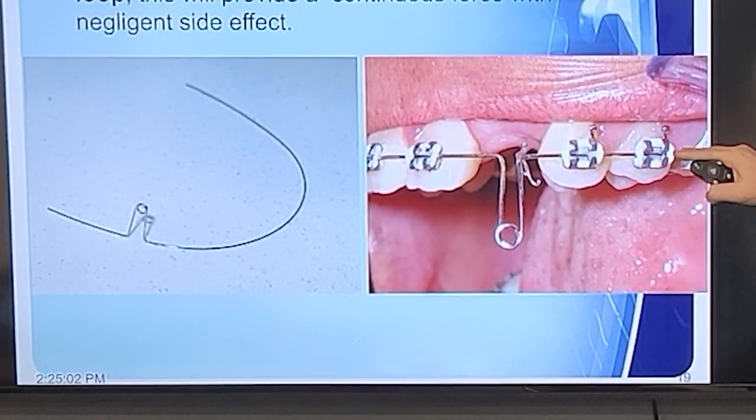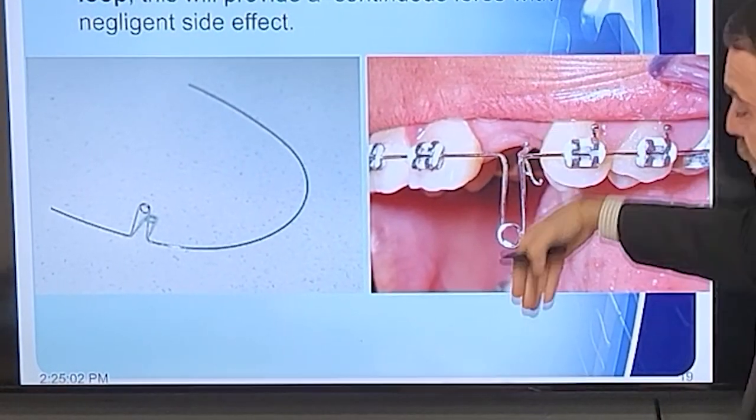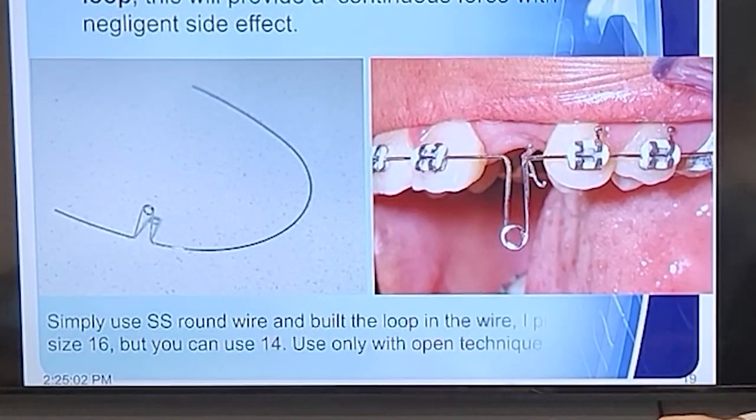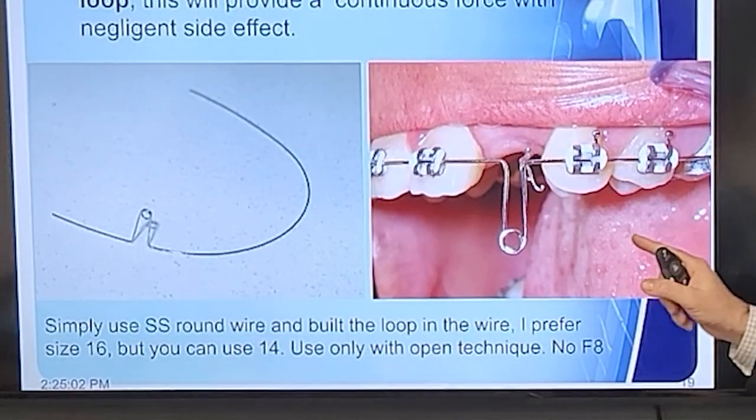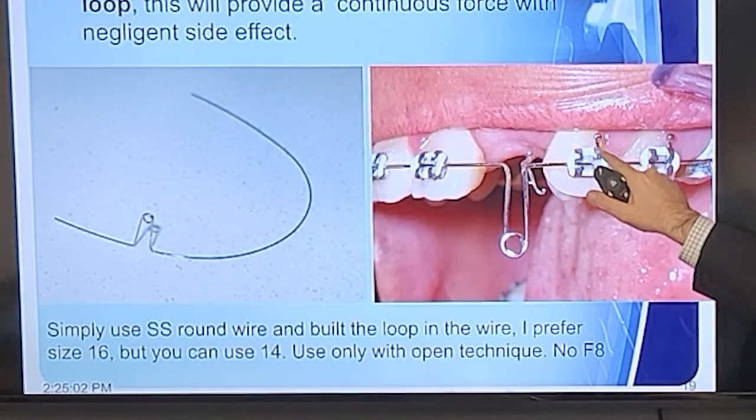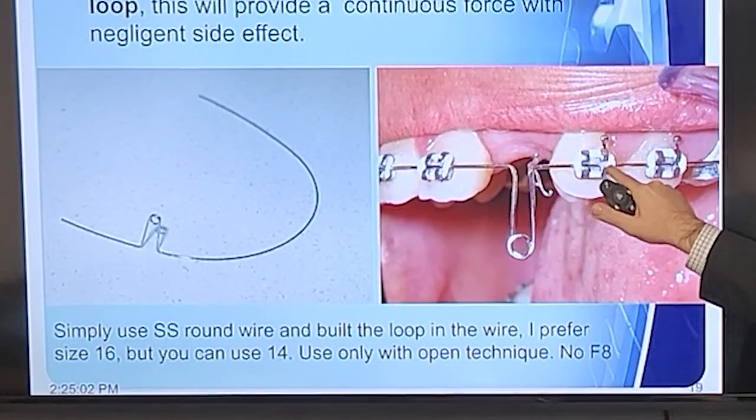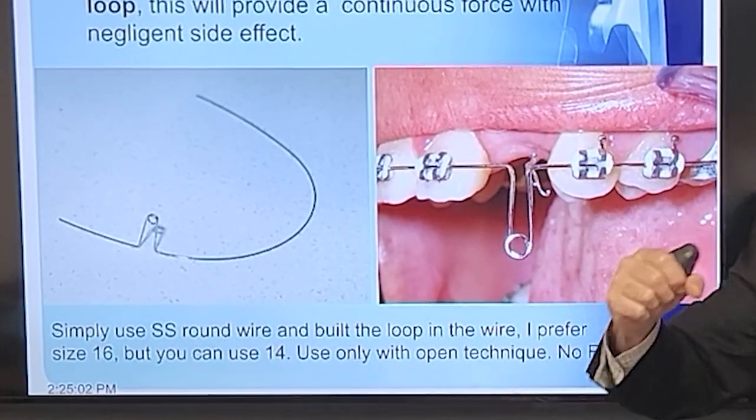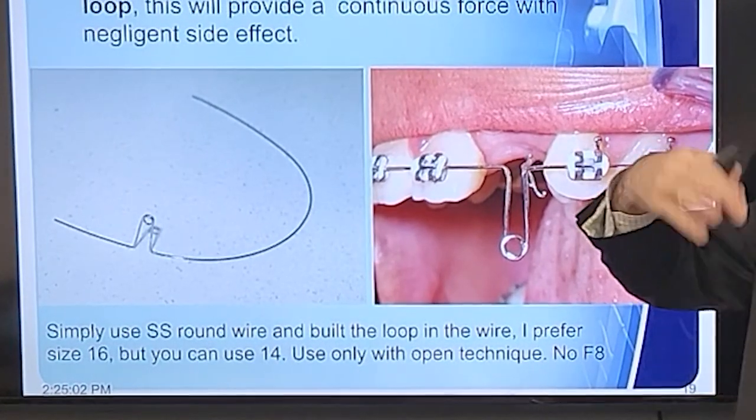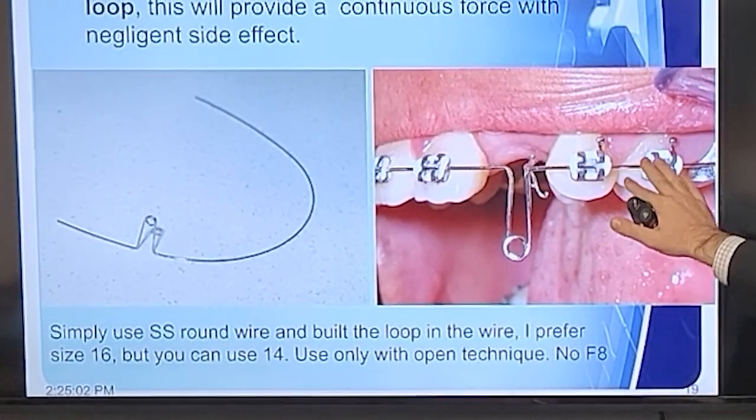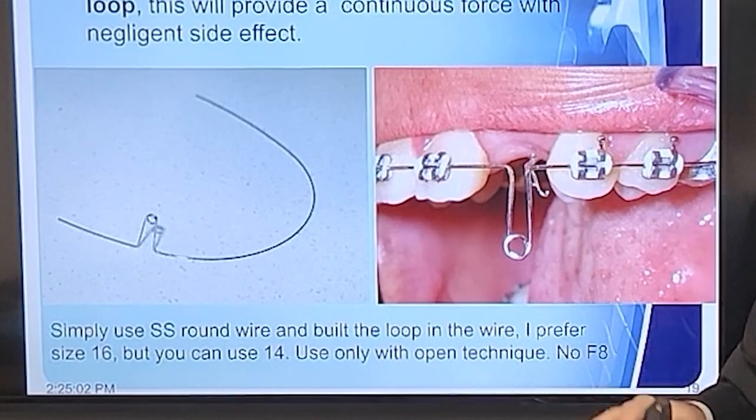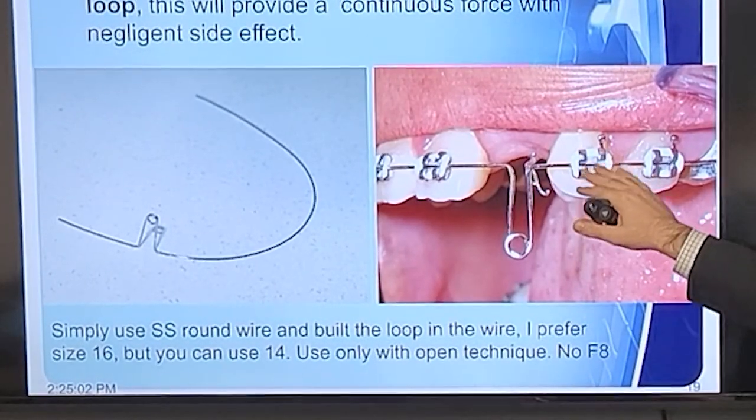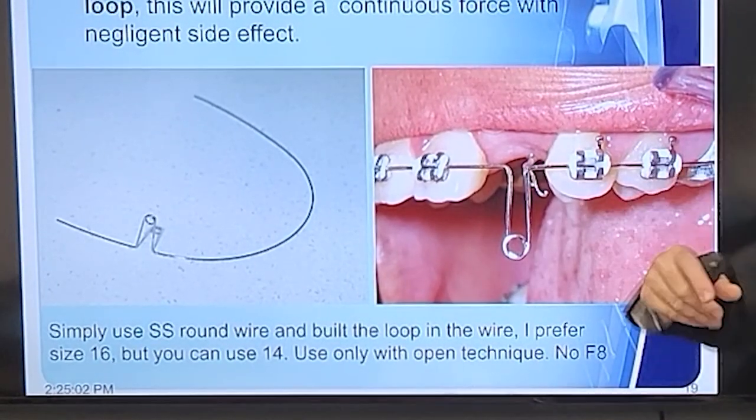Here's an example. You put the arch wire and you bend it down. You need to make sure that you don't figure-eight the elastic on the brackets. Otherwise, you'll have a lot of friction and the wire can't move. What I like to use here is self-ligating brackets. You will have almost no friction and this loop can move very freely.